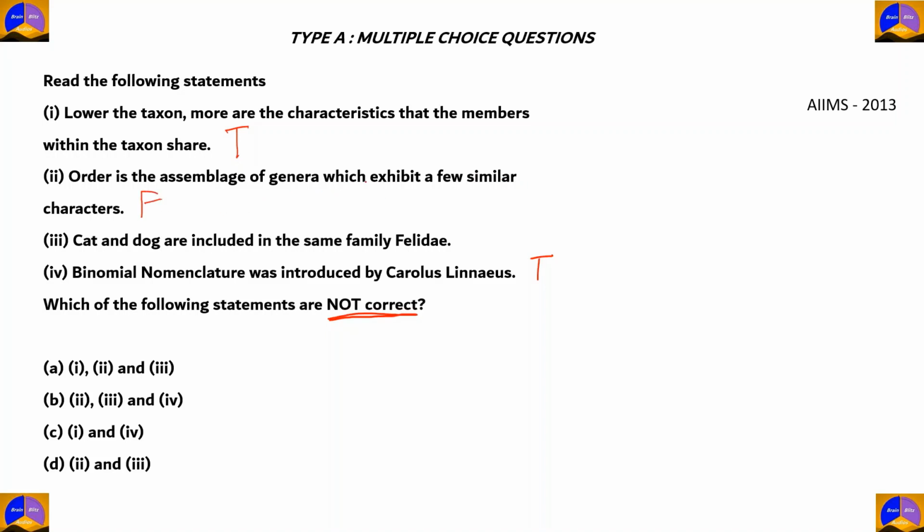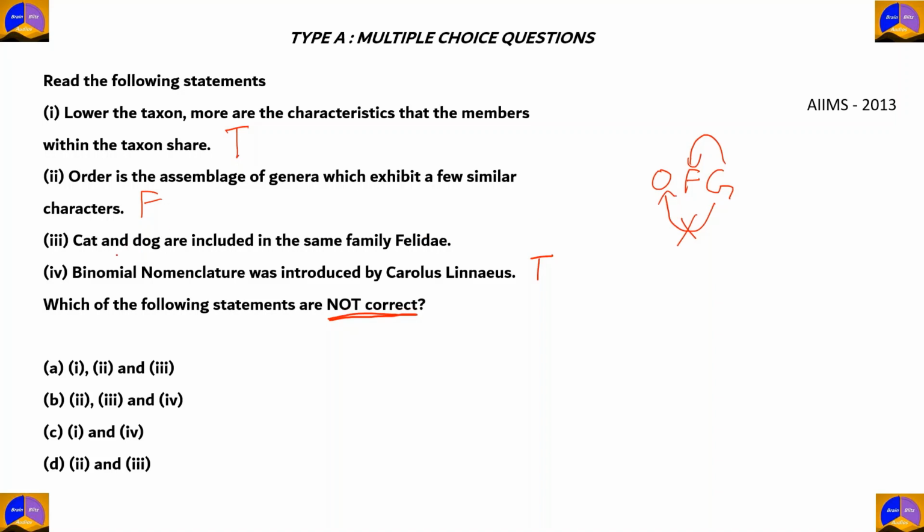This statement is false because when you take the taxonomical hierarchy, order, then family, and then genus. So an assemblage of genera is a family and not order.